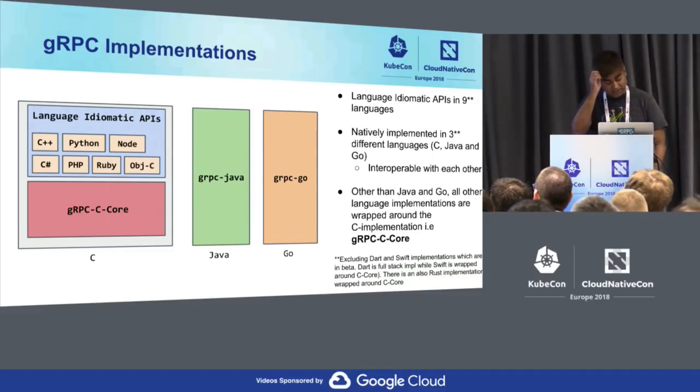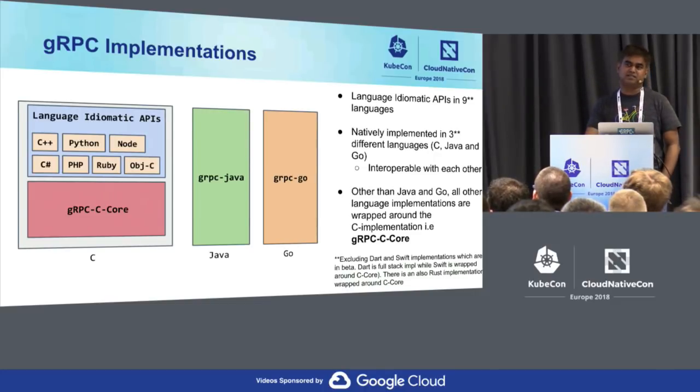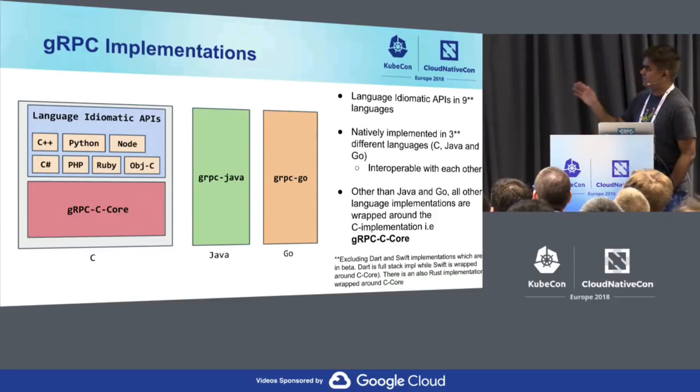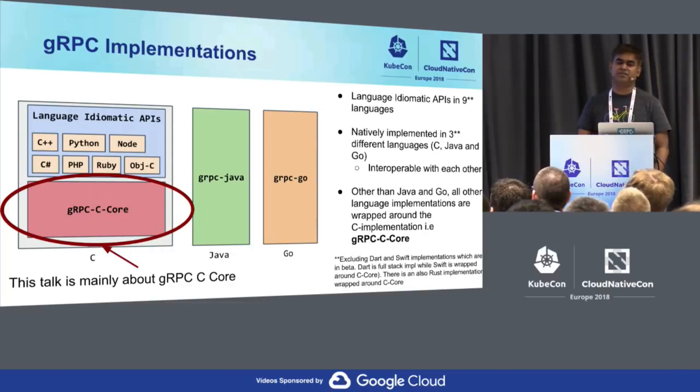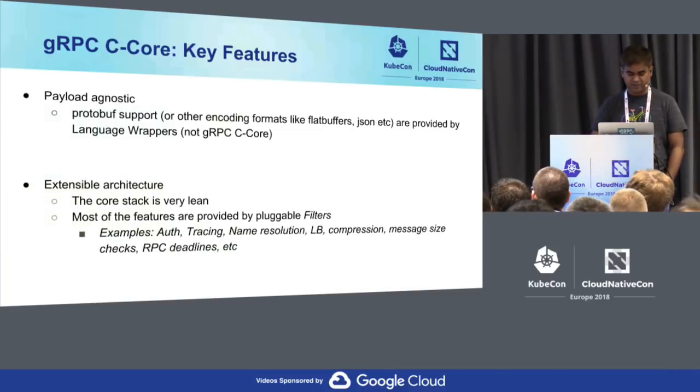So gRPC has idiomatic APIs in over 9 languages. Actually, I excluded a few, but over 9 languages, and it is natively implemented in 3 languages: Java, Go, and C. All the other languages are wrapped around the C implementation. So my talk is primarily going to focus on the C-Core architecture. I'm just going to refer to it as C-Core from this point forward.